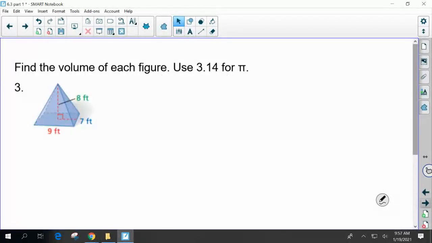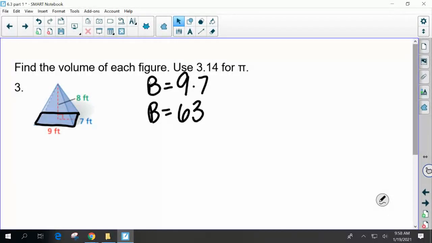Okay, number 3. Rectangular pyramid. So this one is a rectangular pyramid. The base of it is a square. So for capital B, I'm taking length times width. So we're talking about this is the base. So what two numbers would I use? 9, 7. 9 times 7. And 9 times 7 equals 63.